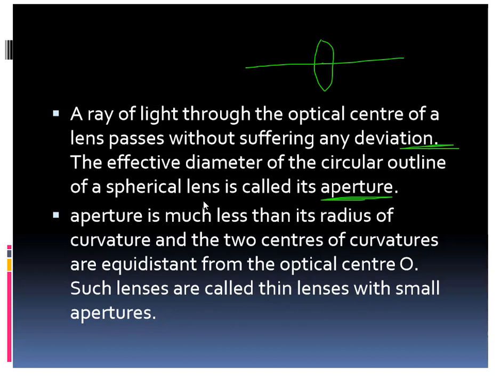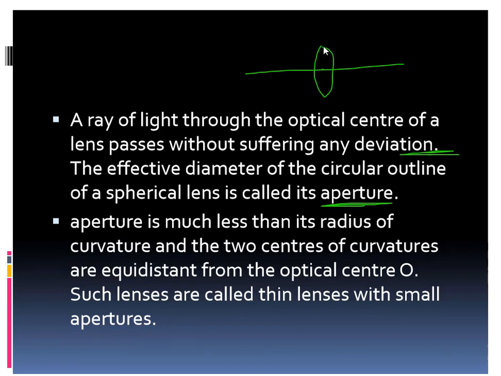So here, as you can see, suppose this is point M and this is point N. The distance from M to N, this distance, is known as the aperture of the lens. Okay. So aperture is much less than radius of curvature. Aperture is denoted by the capital letter A. Radius of curvature is denoted by the capital letter R.